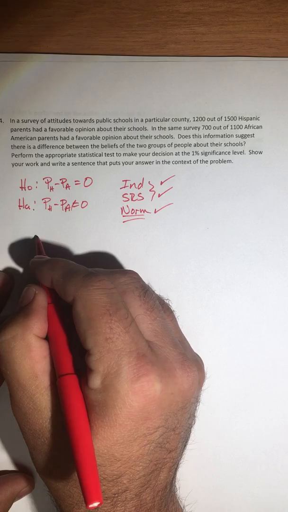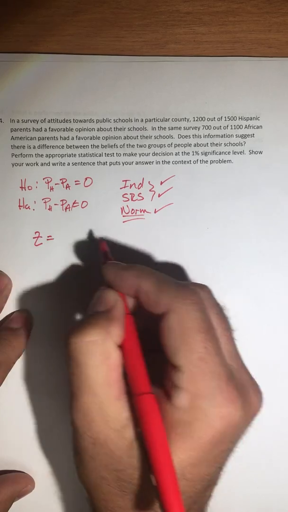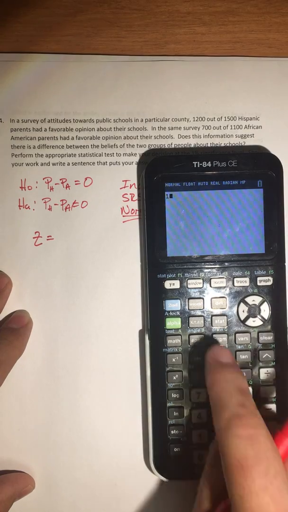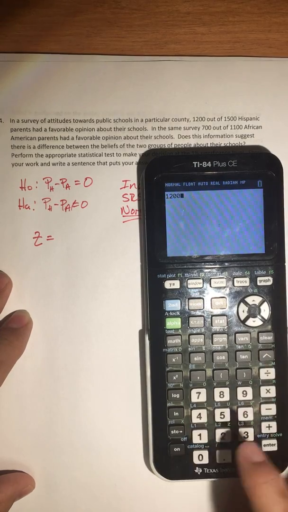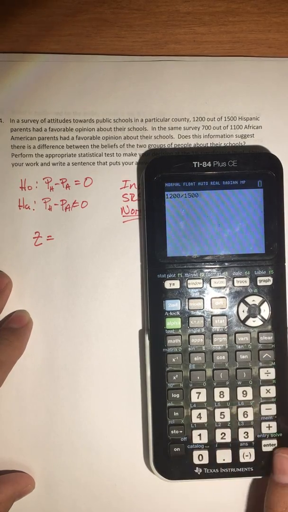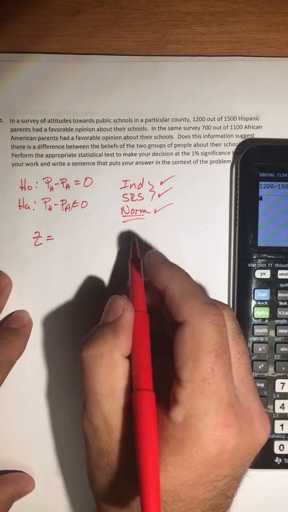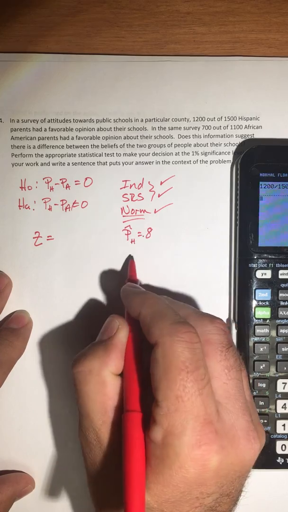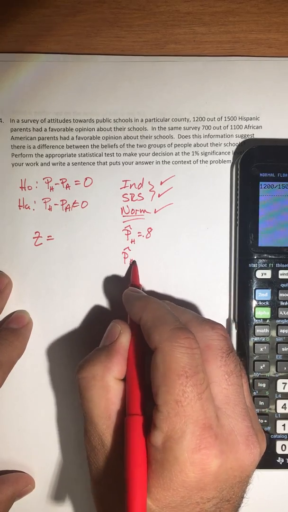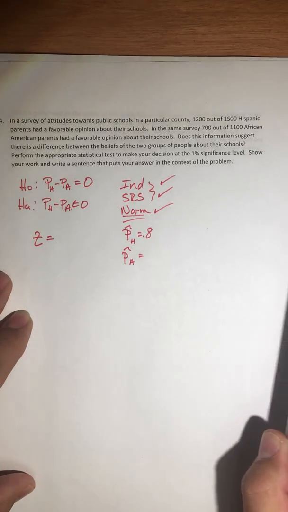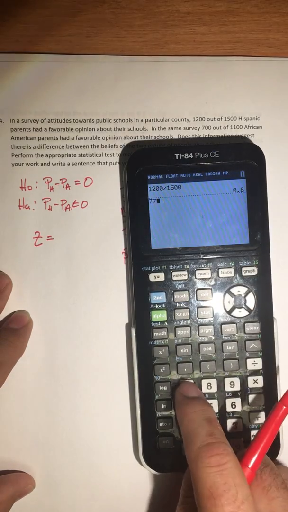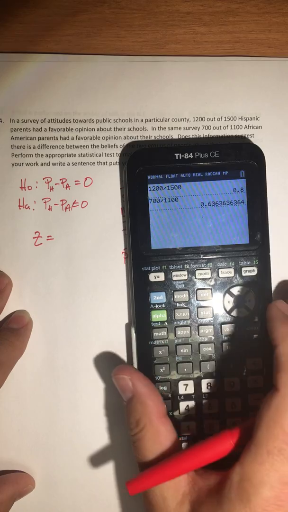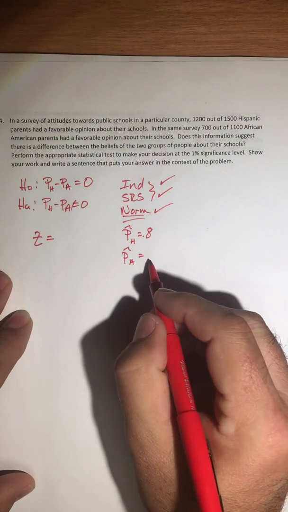So now we write our formula, right? So our z-score is equal to, let's see, what are our p-hats? So we've got 1,200 out of 1,500, so that's 0.8. So p-hat sub h is equal to 0.8. P-hat sub a is equal to 700 out of 1,100. So that's 0.636.